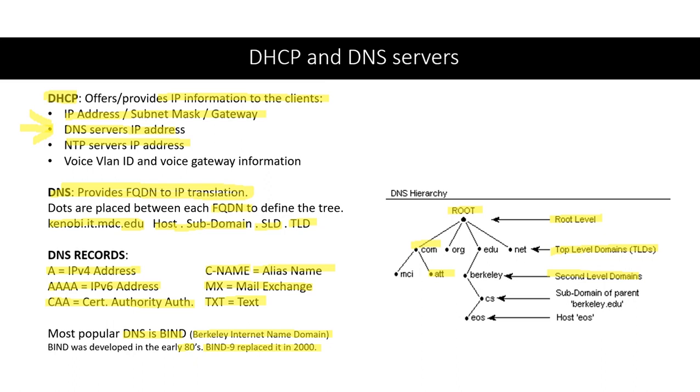Oh, I forgot to mention here that DHCP will also provide you voice VLAN ID and voice gateway information. So if you have a phone connected, DHCP will provide information to the phones.